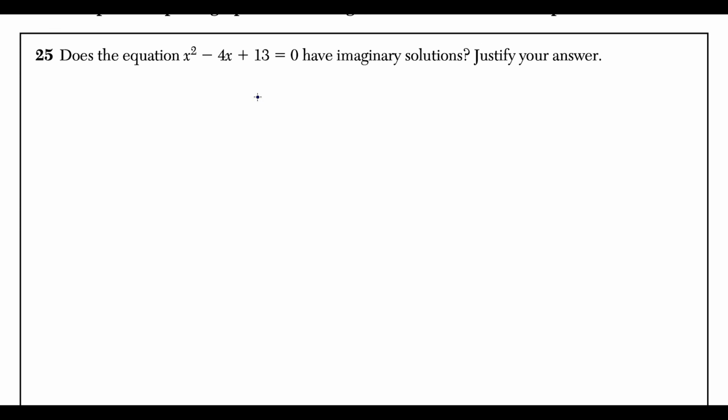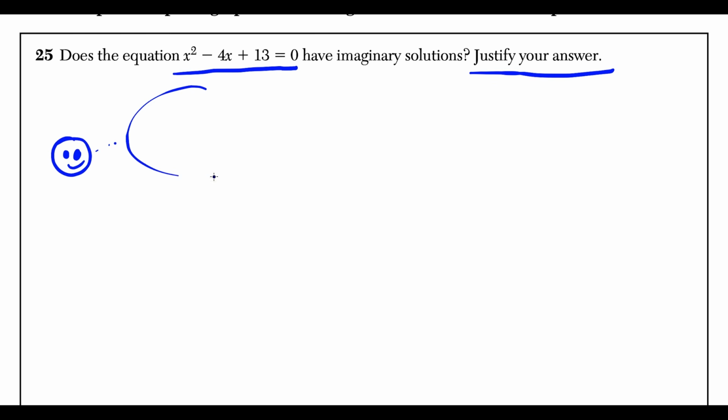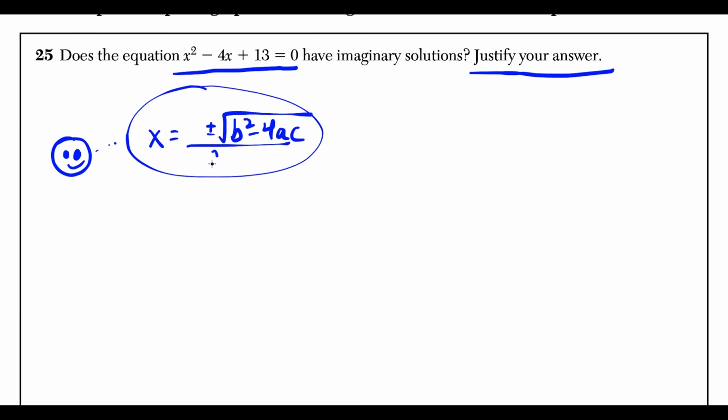For this first question, we want to know: does this equation have imaginary roots, or do we have regular, real solutions? We just have to justify our answer, which just means you have to show work. For a question like this, the first thing that jumps into my head is the quadratic formula, where x equals negative b plus or minus the square root of b squared minus 4ac, all over 2a. I could write the whole thing out.